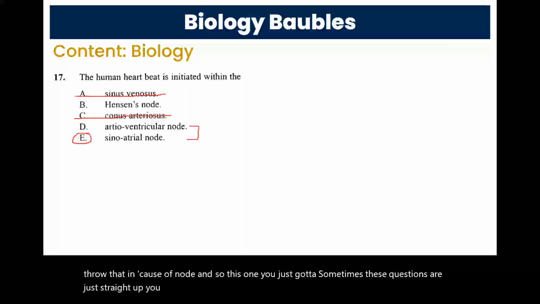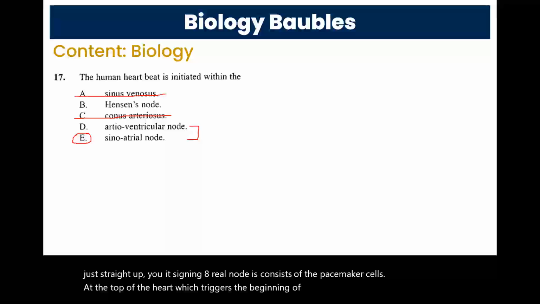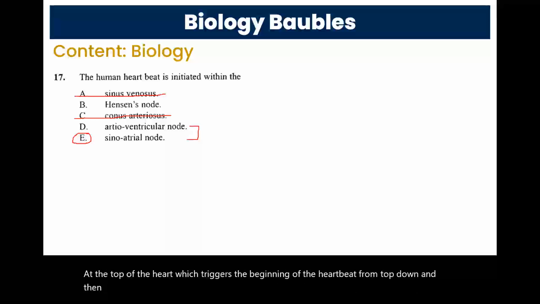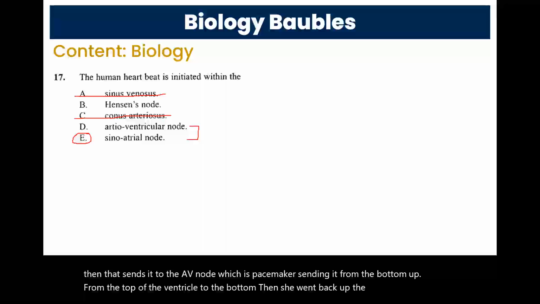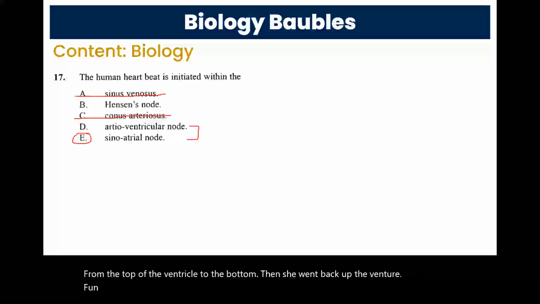Sinoatrial node consists of the pacemaker cells at the top of the heart, which triggers the beginning of the heartbeat from the top down, and then that sends it to the AV node, which is a pacemaker sending it from the top of the ventricle to the bottom of the ventricle and back up the ventricle. Fun stuff. Yay. So sometimes you just gotta know the answer.